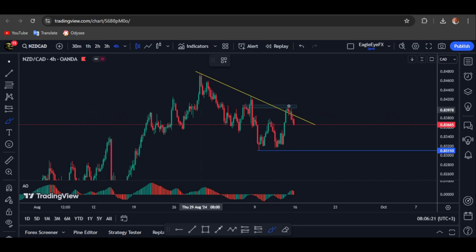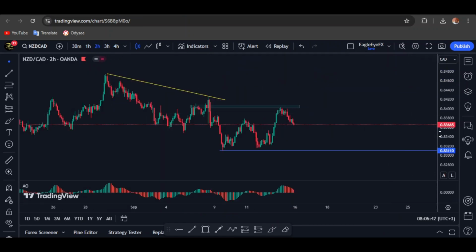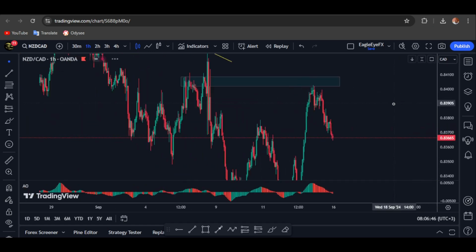So you can see that NZD CAD has been on a downtrend. So definitely, when the market approaches this level, we want to look for selling opportunities. And you can see here, this is a 4-hour time frame. Once you find the direction of the market, now you know what you're looking for. So let's go to the 2 hours time frame, or you can use the 1 hour time frame. It doesn't matter. You can choose any time frame you want to use.